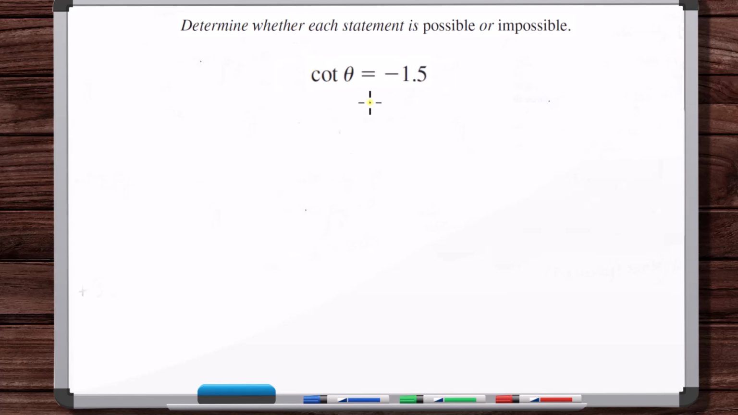Okay, cotangent is negative 1.5. So what do we know about the range of cotangent? Well, it's just like tangent. You can get any value from negative infinity to infinity. Cotangent or tangent, the result could be any value from negative infinity to infinity. And again, I'm not going to go into specifics on why that is here. We talked about that in detail in the lecture video. So yes, this is possible. Cotangent of an angle by itself could be anything.